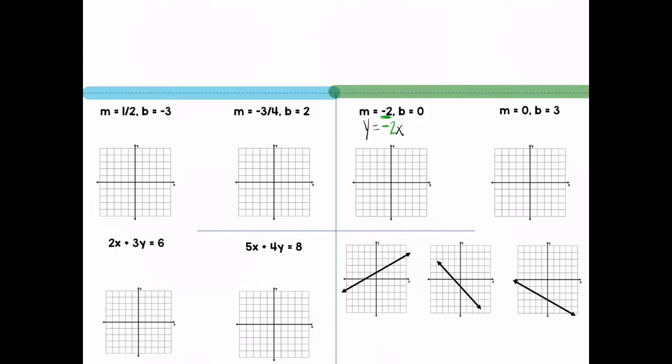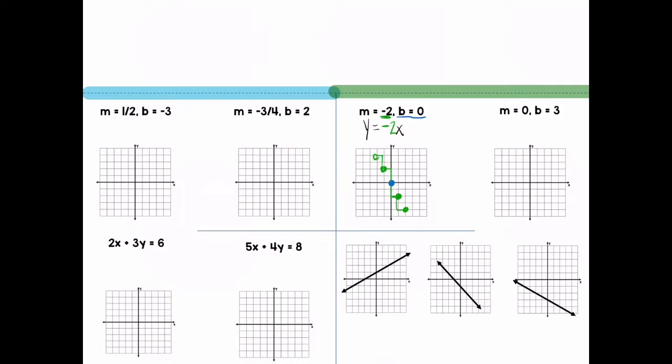So now let's graph that. The y-intercept is 0, so we're going to graph it at 0 on the y-axis. And then remember, your slope, you're using rise over run. So it's going to be down 2, to the right 1, or up 2 and to the left 1. Down 2 to the right 1 is right here. And if you want to do the opposite, you go up and left.